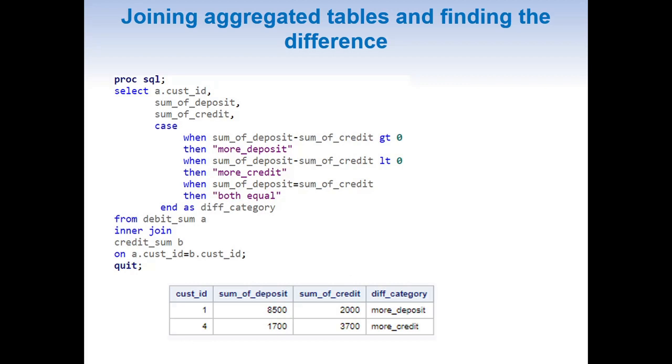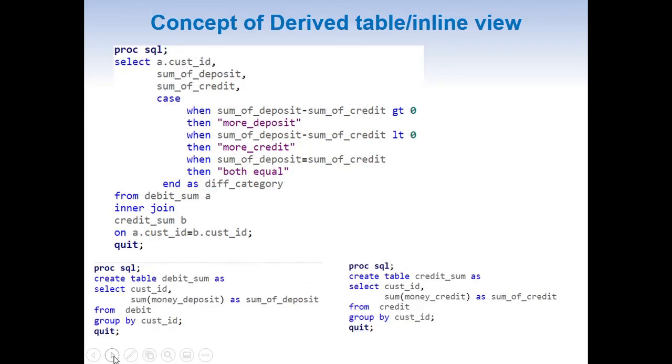From here, you can see that by doing aggregations and joining tables, we were able to bring both the tables together, compare them, and find which cust_IDs have more deposits or more credits. We have done this in various steps. First we did aggregations, and then we did joins. But we need not do it this way. We need not do this in 2 steps, but can do all of this in 1 step. That is what is going to be discussed in the coming 2 slides.